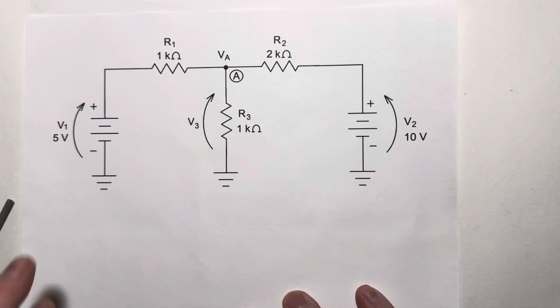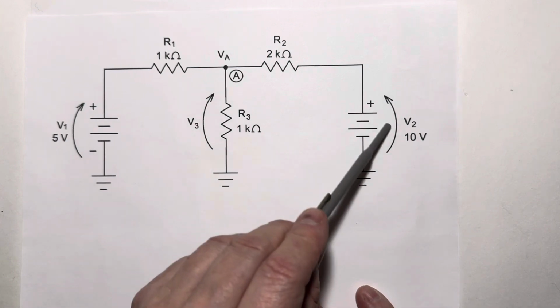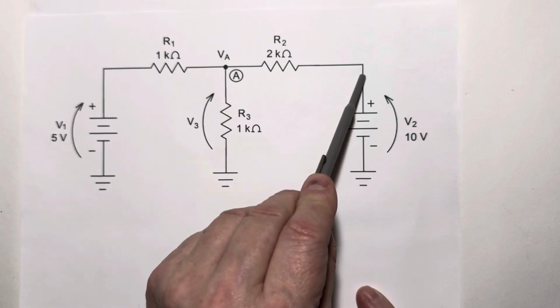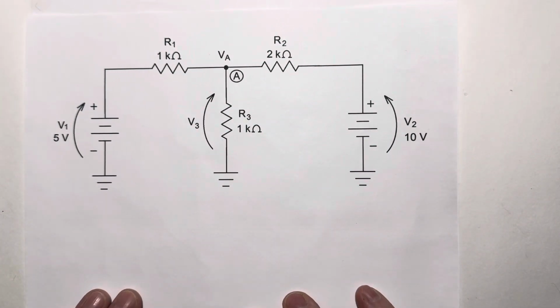Step number 1, we leave V1 active and we deactivate V2. When we deactivate V2, we're just turning its terminal voltage down to 0 and leaving only its internal resistance of 0 ohms. So if I were to deactivate V2, we have 2K going straight to ground. Let's redraw the circuit to make that a little more clear.